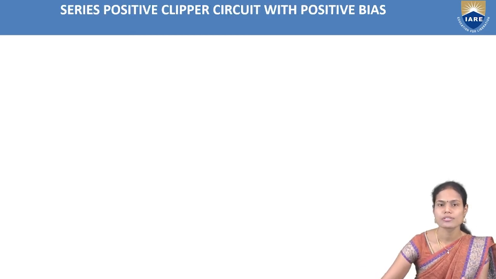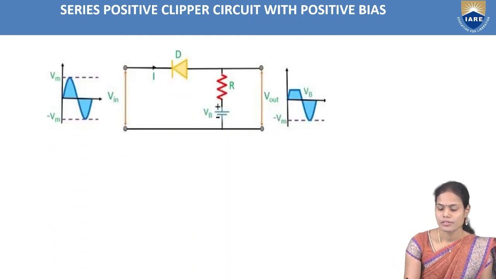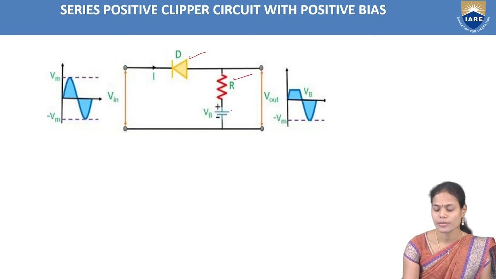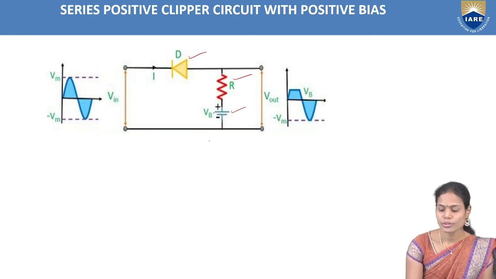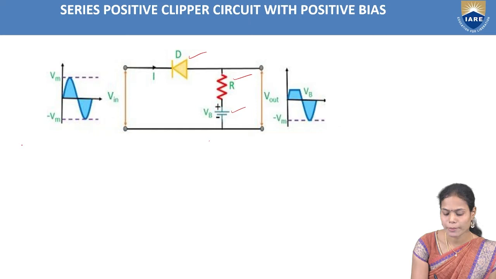In this, first I'm going to discuss the series positive clipper circuit with positive bias. You can observe the circuit diagram here. This diode and resistor are already there in the series positive clipper. I have just added one battery, with the positive terminal of the battery to the diode and the negative terminal to the ground. That's why it is positive bias. In order to see the operation of this circuit, again I am considering the positive half cycle of my input signal.